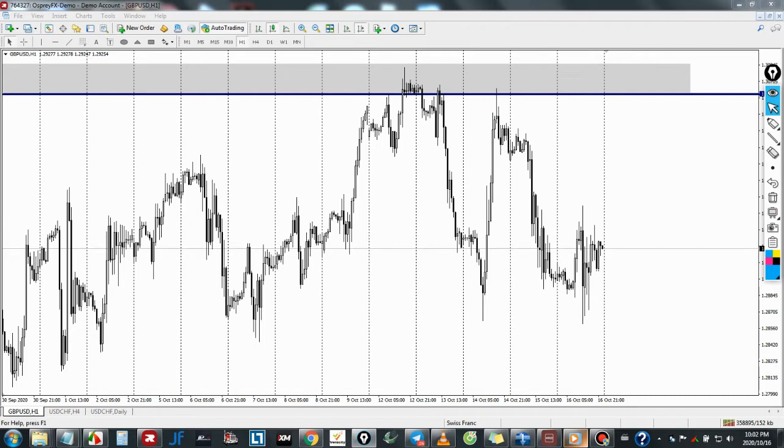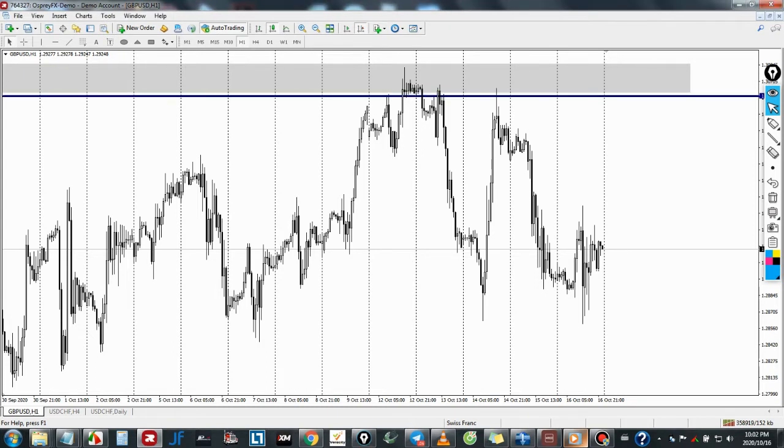The fourth one is always wait for a confirmation candlestick pattern to form when the market touches the resistance or the support line of the range. So that's the fourth one. Always wait for a confirmation.